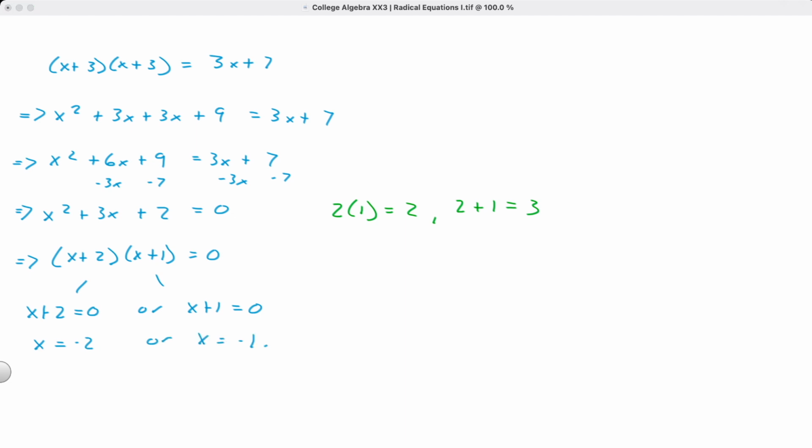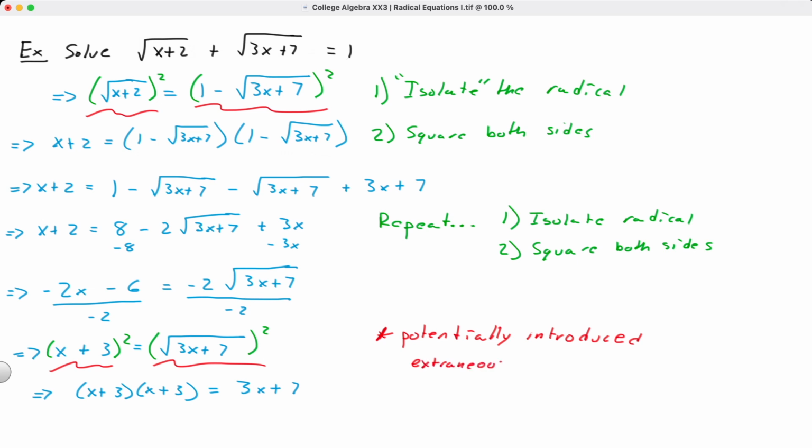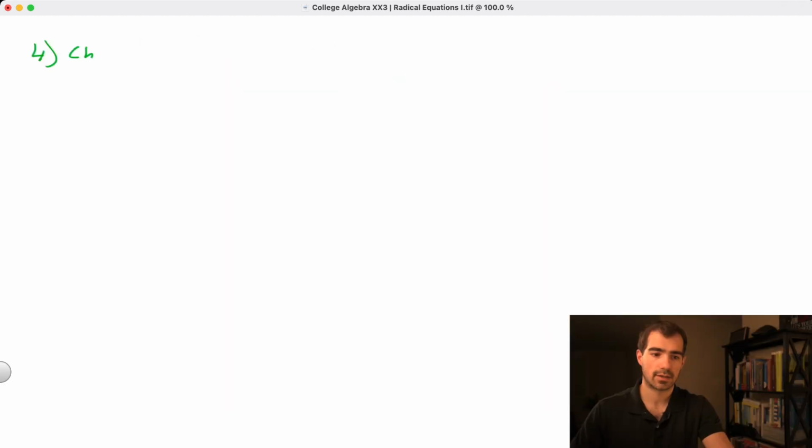But again, we're not quite done yet, because if we go back here, at either of these steps where we squared both sides of the equation, we could have potentially introduced extraneous solutions. And so we'll need to check both of our solutions to make sure that they do actually satisfy that original equation here. And so we'll need to check both solutions to verify.